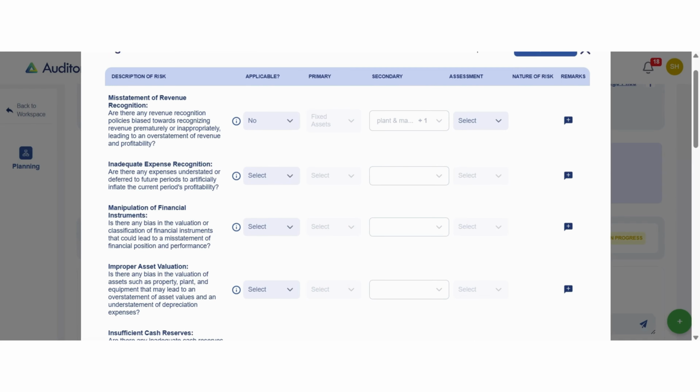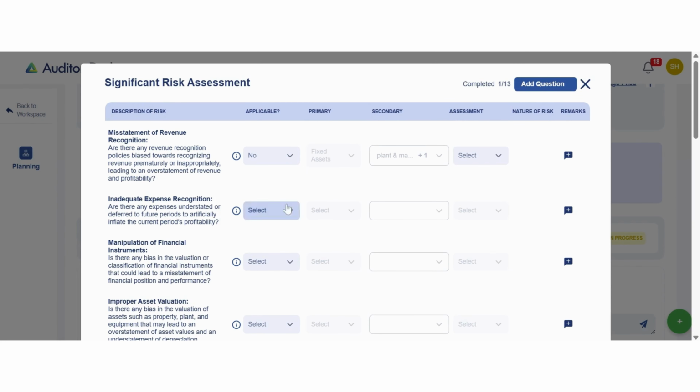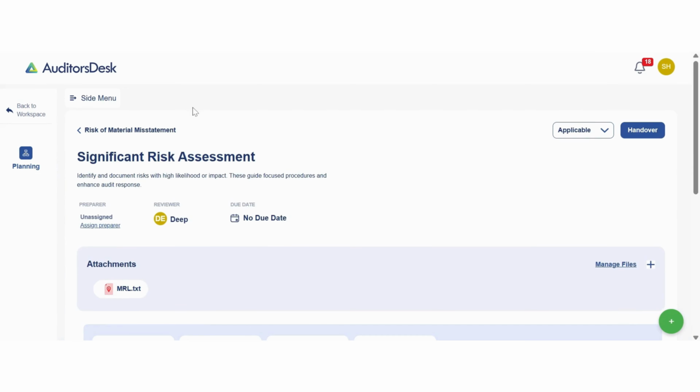For each risk, the software prompts us to mark whether it is applicable, assign it to relevant primary and secondary areas, provide an assessment, classify the nature of risk, and add remarks if needed. The small eye icon next to each question provides examples of further guidance to assist the auditor in making the right judgment.